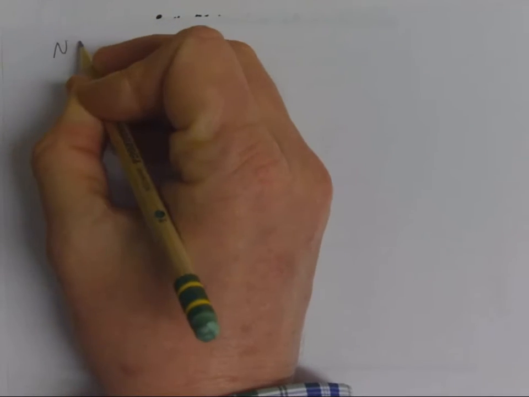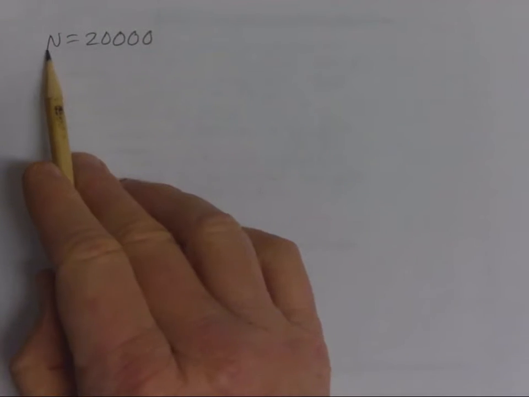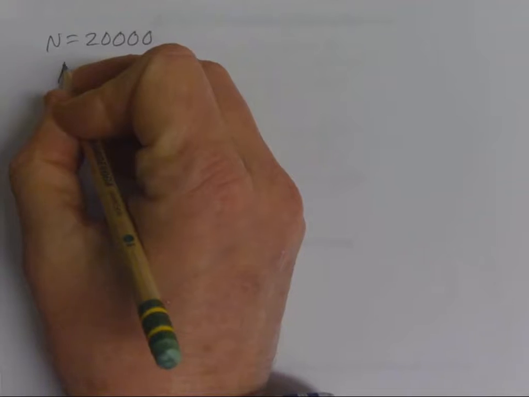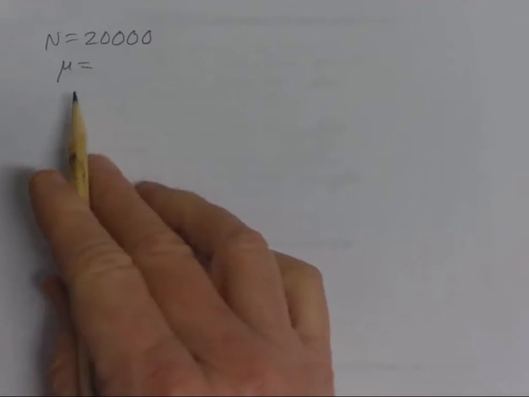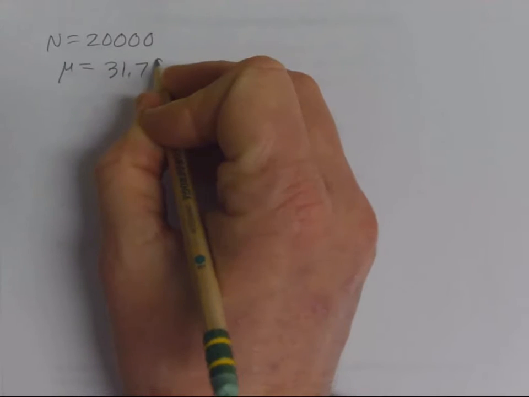There's this large forest, and let's pretend there are 20,000 trees in the entire forest. So that's our population number. Big N means the population size. And let's just pretend that the average height of the trees is what we want to know, and that the average height of those trees is 31.7 feet.